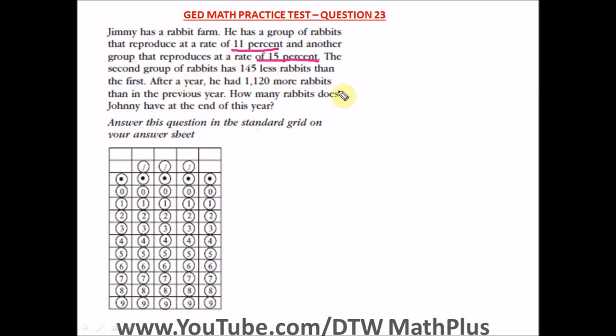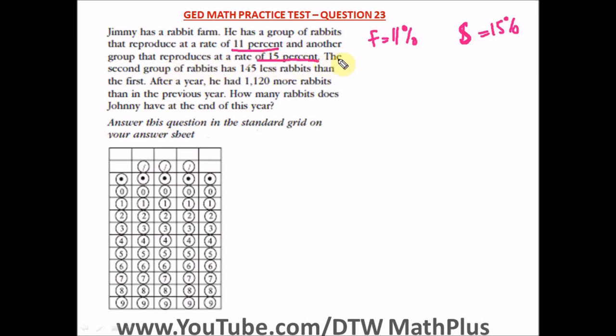So after a year, he had 1,120 more rabbits than in the previous year. Let us interpret this now. He has a group of rabbits. Let's say the first group, F, produces at 11%, and the second group, we'll put the second group as S, produces at 15%. Follow me closely.